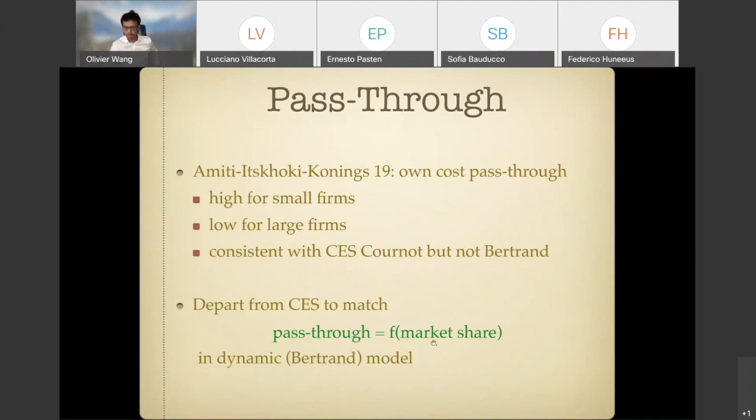And Olivier? Yeah. This is Ernesto Pastel again. A quick clarification. So this evidence that you're showing us here from Amiti, Itskhoki, and Konings is based on cost shocks, idiosyncratic or aggregate? So they have very detailed data in Belgium, and the shocks are exchange rate shocks. So we look at Belgian, say, exporters, or any kind of Belgian firm that imports some inputs from abroad, and the exchange rate shock is going to change the cost of these inputs. So to some extent, it's more heterogeneous. The effect of the shock is more idiosyncratic. It has a strong idiosyncratic component.